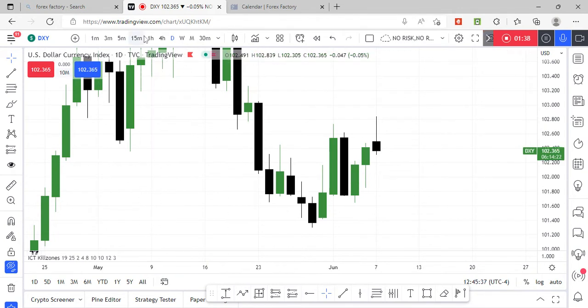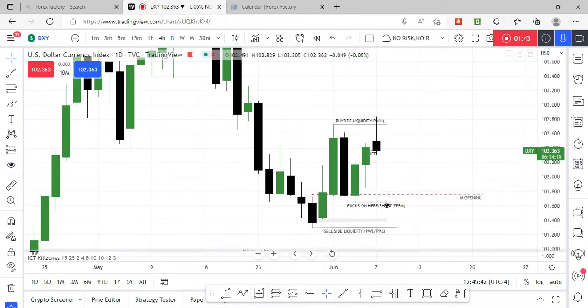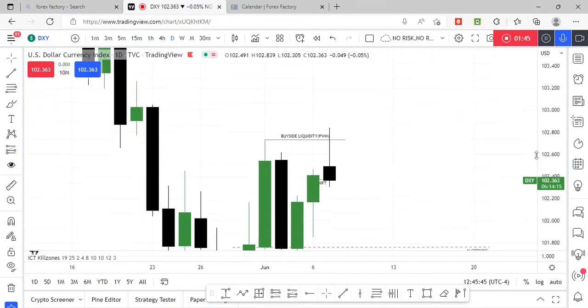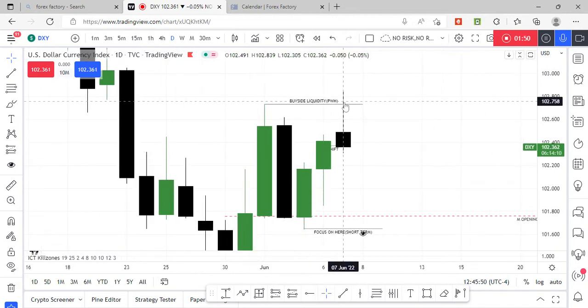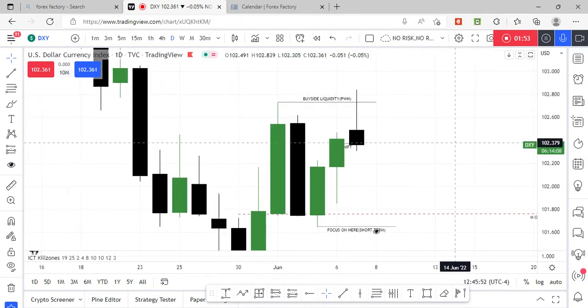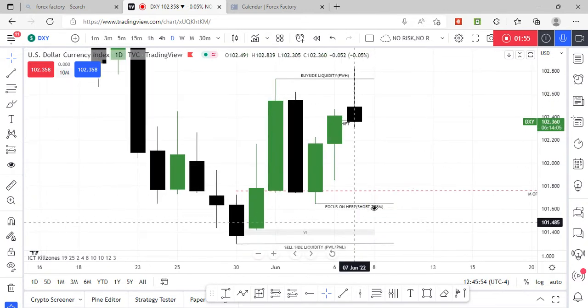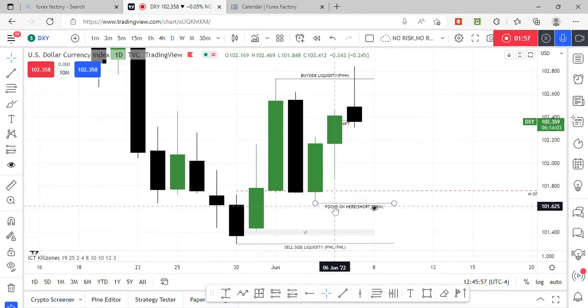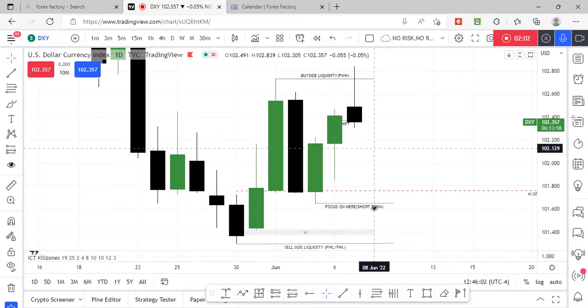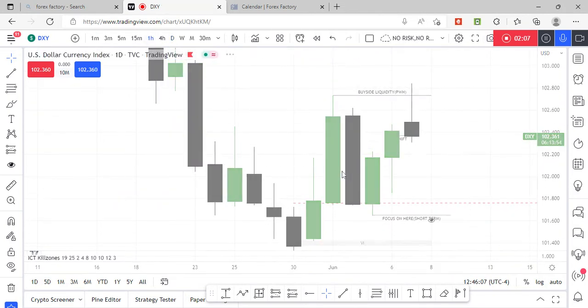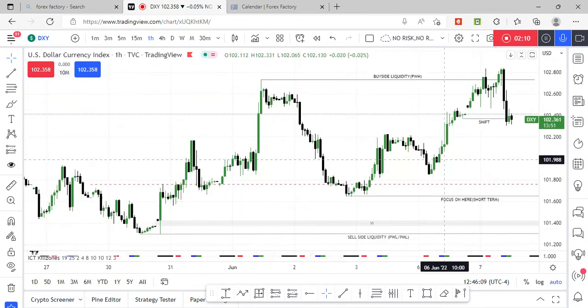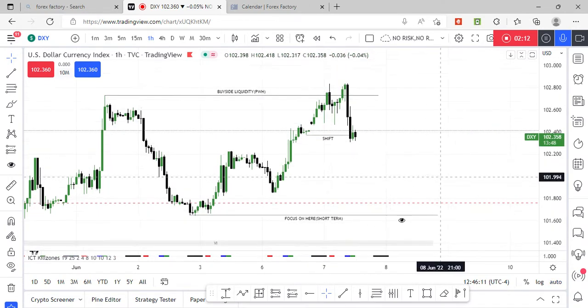Okay, I'll show you. Now price, see, now buy side liquidity, right? This buy side liquidity is above this previous week high. So I expect price will come down to this previous week's lows. That is my short term target. So I'll show you in this 1 hour chart.